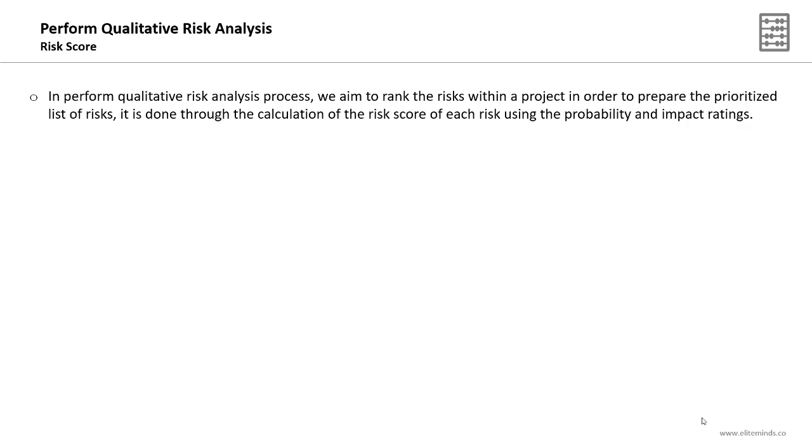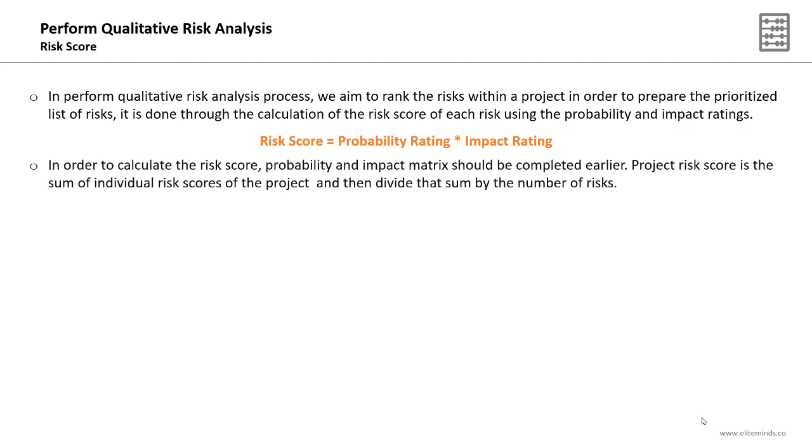So, in the following section, we will be introducing the expected monetary value concept, which is similar to the risk score concept, but here we will multiply the probability and impact ratings only. The formula will be: the risk score equals the probability rating multiplied by the impact rating. In order to calculate the risk score, the probability and impact matrix should be completed earlier. The overall project risk score will be the sum of individual risk scores of the project, divided by the number of risks.